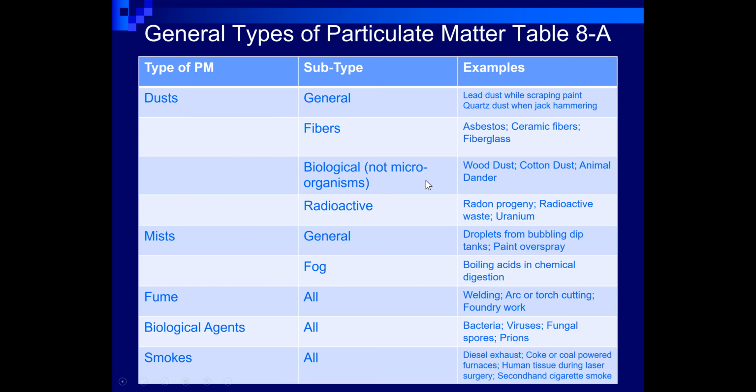Dusts are generally solid materials for the most part. Mists are liquid droplets. Fumes are what we call condensation aerosols. Basically, it's something that I heated up past its flash point, so it moved from a solid to a vapor and then condensed back down. Metal fumes are common. Of course, there are biological agents, and then smokes. Smokes are materials put off from the incomplete combustion of materials. If an organic compound burns completely with oxygen, I get carbon dioxide and water. If it doesn't burn completely, I get carbon-chained material, relatively small in size, and that's my smokes.